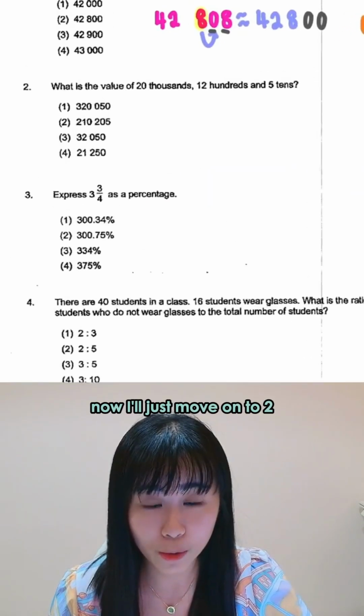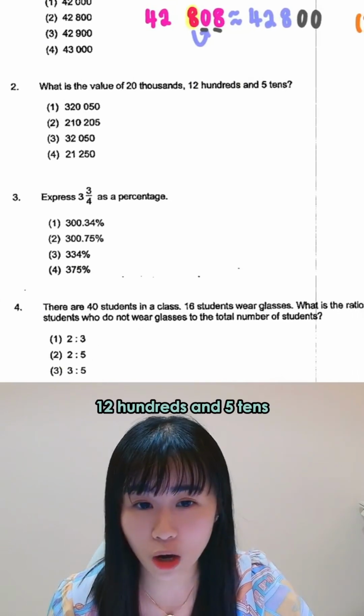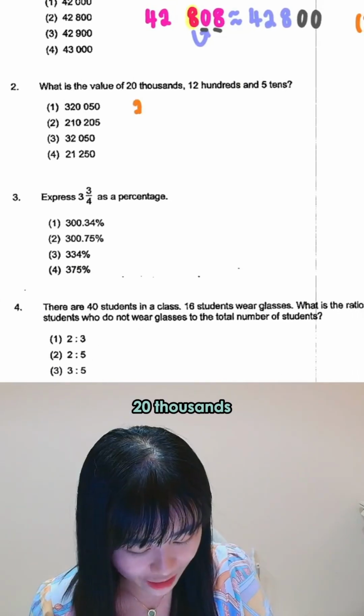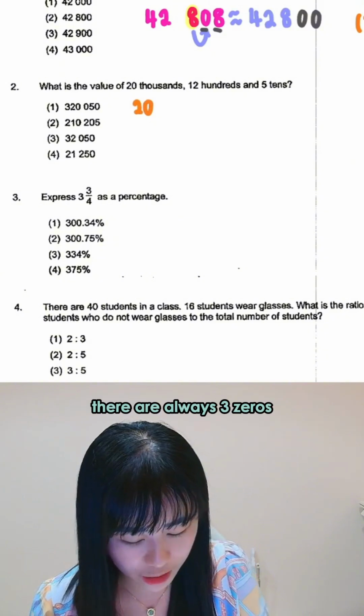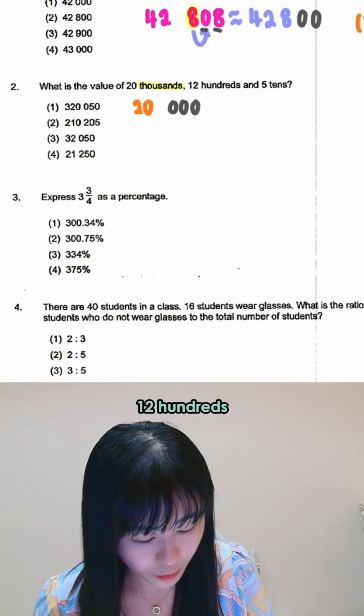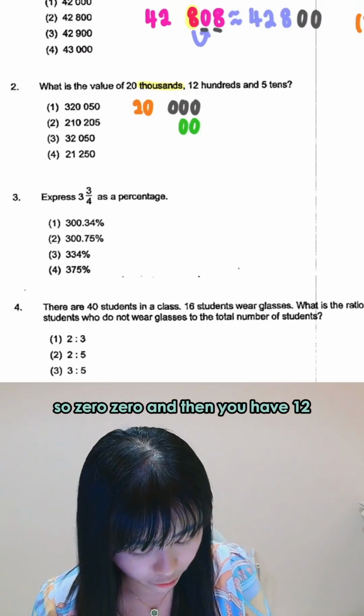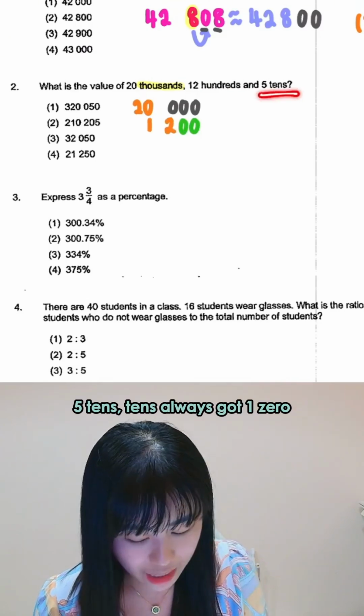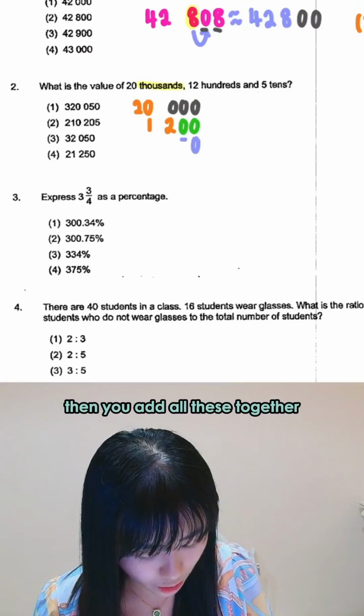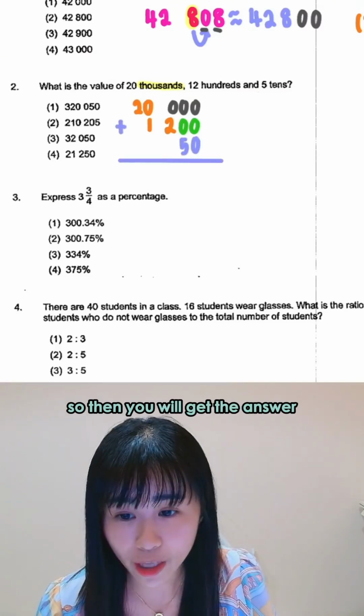Now I'll just move on to number 2, okay? What's the value of 20,000, 12 hundreds, and 5 tens? 20,000, 1,000 must remember there are always 3 zeros. 12 hundreds, hundreds always have 2 zeros, so 0, 0, and then you have 1, 2. 5 tens, tens always have 1 zero. Then you add all this together, so then you will get the answer.